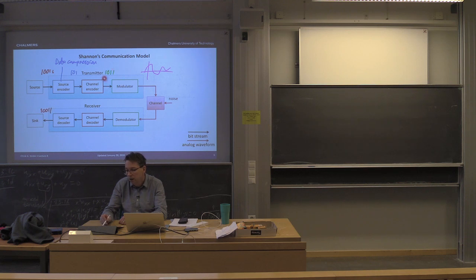And then we have bits here, which are just binary numbers. And we would like to convert that into some type of waveform which fits the channel that we have. Could be a radio signal or electrical signal or an optical signal or something like that, depending on the medium. But there will be some type of signal here at least.